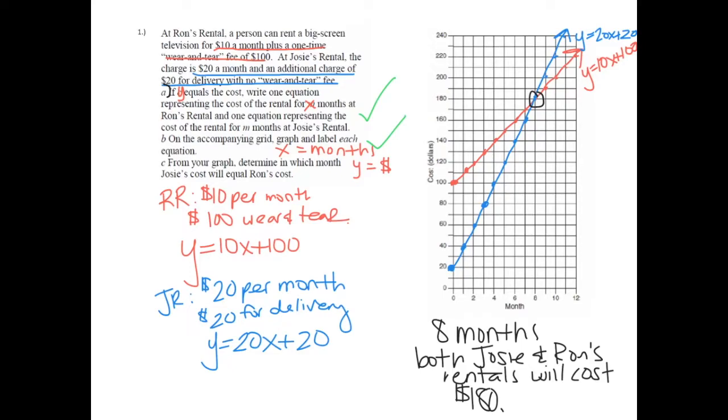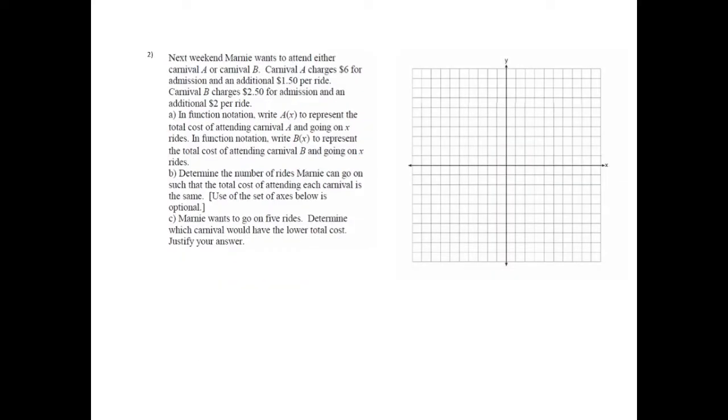Okay, so hopefully that one was pretty straightforward for you to see. Number 2 is a little bit different, so let's take a look. All right, next weekend, Marnie wants to attend either Carnival A or Carnival B. Carnival A charges $6 for admission and an additional $1.50 per ride. Carnival B charges $2.50 for admission and an additional $2 per ride.